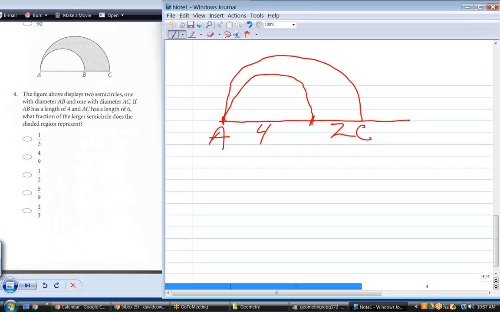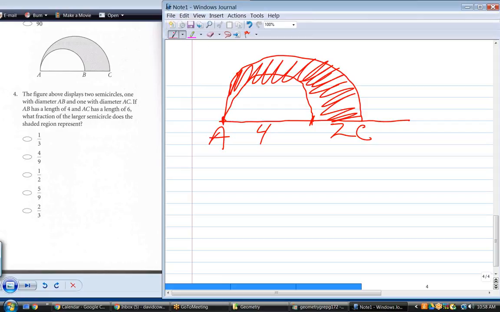Okay, now let's think about this. What you always want to do is work backwards on these. Before, in other words, this is slightly more complicated than if they said, what is the area of the shaded region? Let's find that first. Before we can find the ratio of the area of the shaded region to the area of the larger semicircle, we need to find the area of the shaded region.